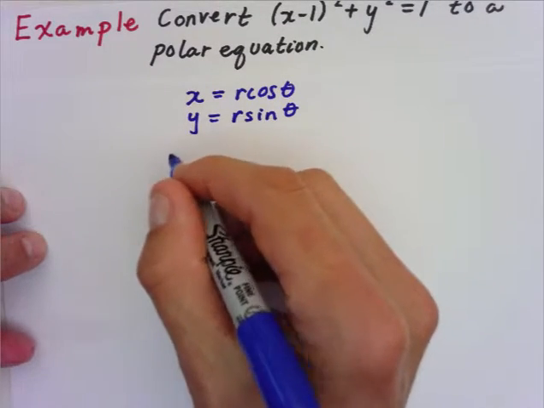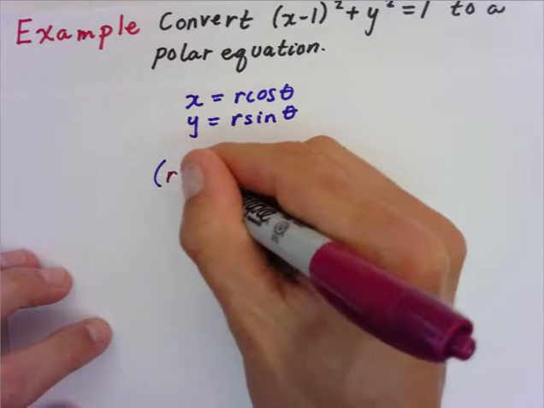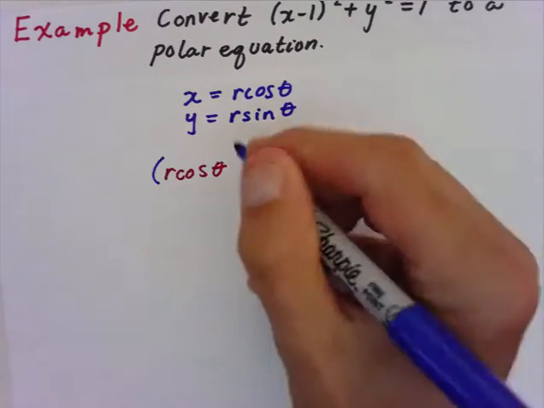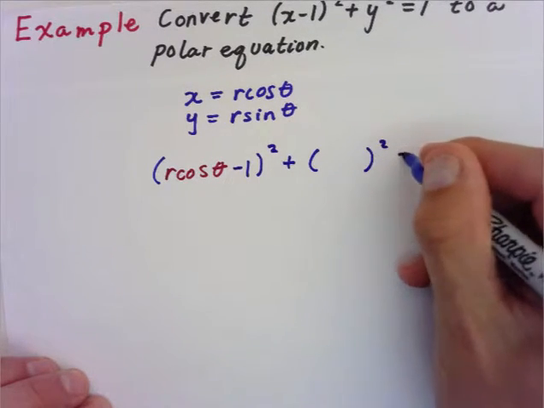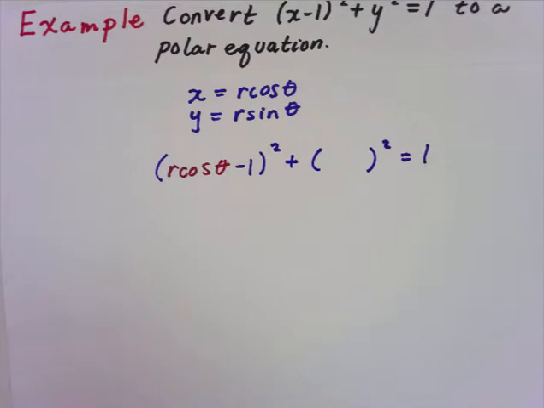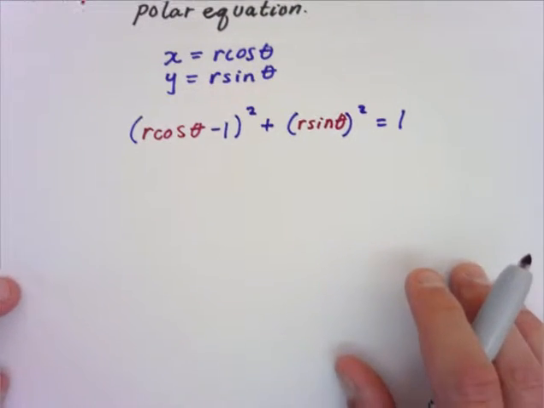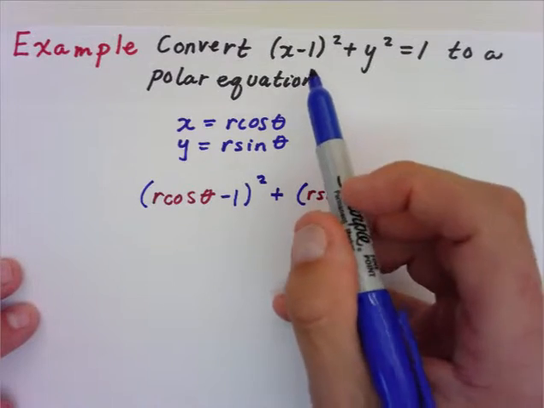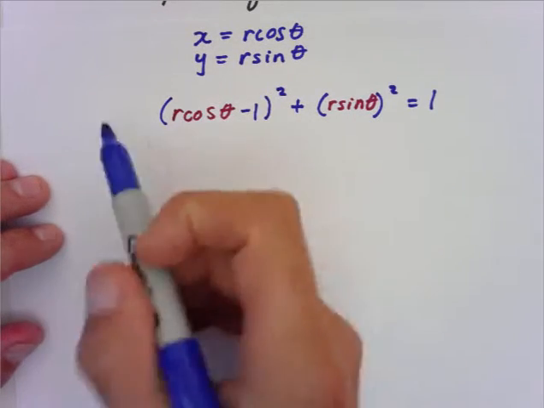So I'm going to go ahead and rewrite this. I'm going to use a different color here to help us out. So we're going to have the quantity r cosine of theta minus 1 squared plus the quantity y squared equals 1. Now, we know that y is equal to r sine of theta. So there's my substitution. Now, what I have to do is going to involve some algebra. This equation originally is a circle with radius 1 whose center is (1, 0).